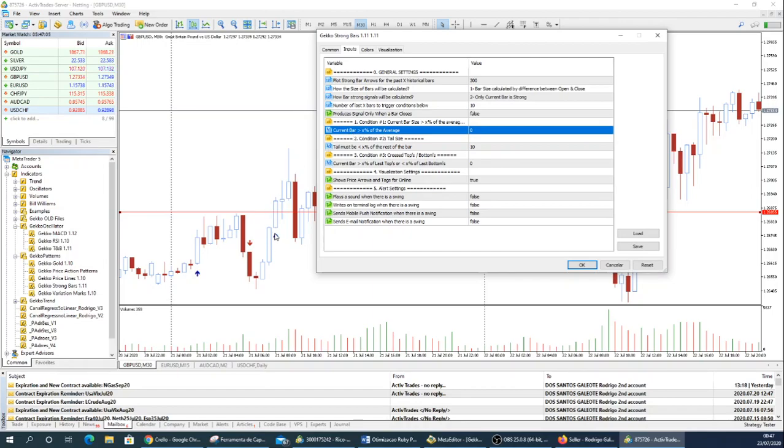I just told you that a strong bar has its size greater than the average of the last previous bars, like this one here. So this bar has its size greater than the average size of the last bars. Now, how many bars do I want the indicator to look back? Do I want the indicator to signal when the strong bar has a size greater than the last 3 bars or greater than the last 10 bars, right?